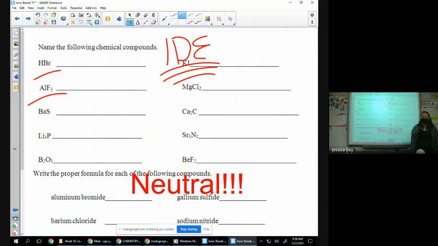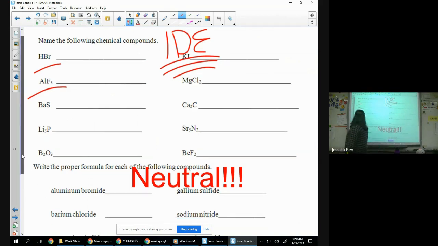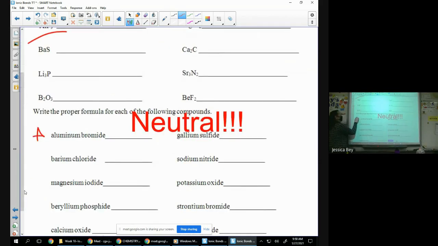Now, the only problem is people, as soon as I don't make you draw them out, you're like, yeah, these are so easy. Look, it's just AlBr. Done. That is wrong. Whenever you write a formula, it has to be neutral. So aluminum is a plus 3, bromine is a minus 1. Can anybody figure out this formula without drawing it out? It's going to be AlBr3.